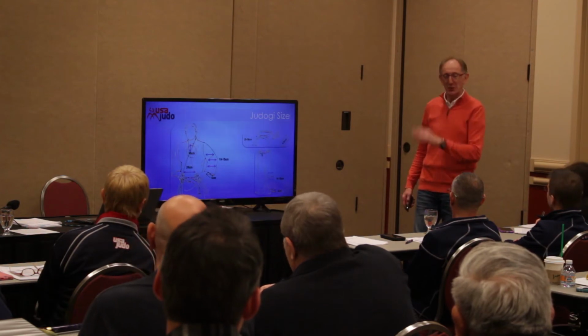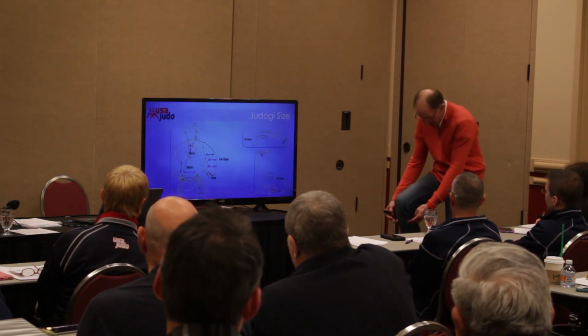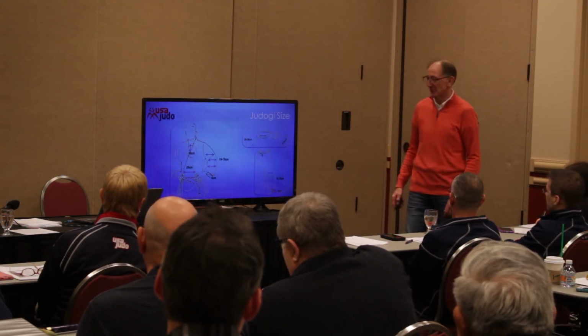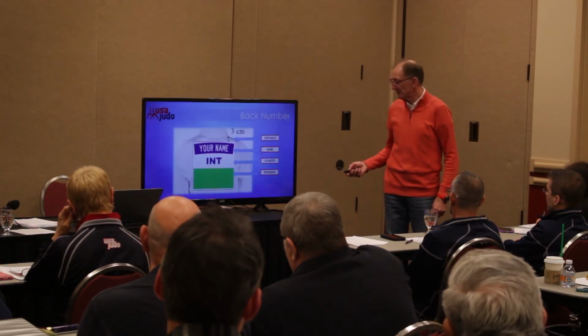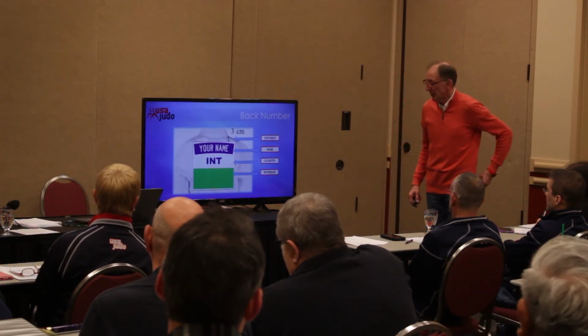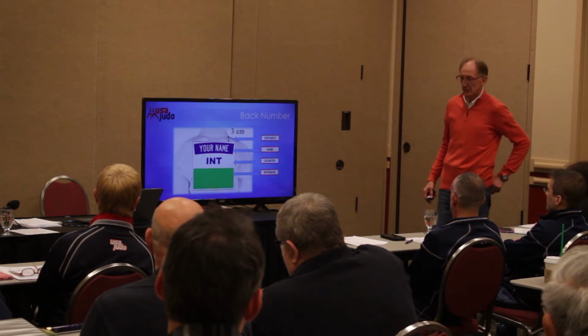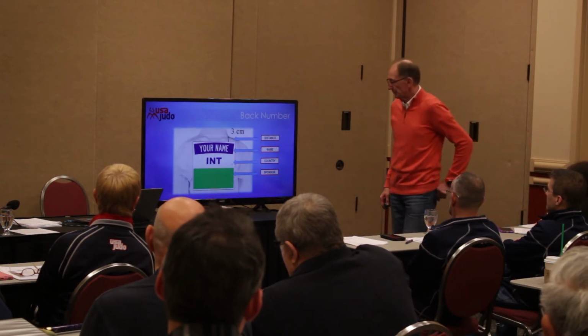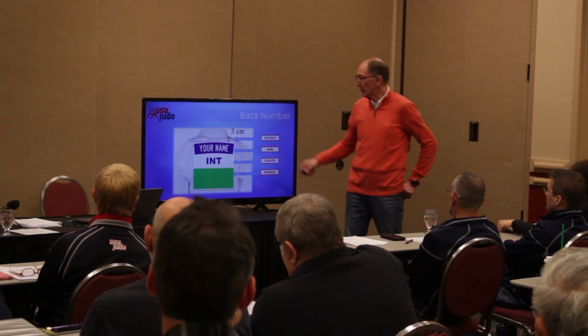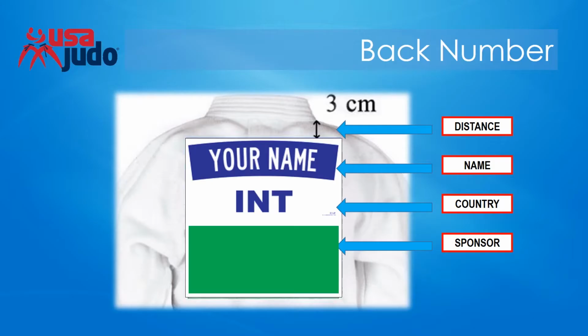But we saw that in competition. Very, very short trousers. Back number, official back number, you know that. The name, country code, and 3 centimeter from the collar. It's important because in the rule, if the back number or judogi is not correct, you lose points.